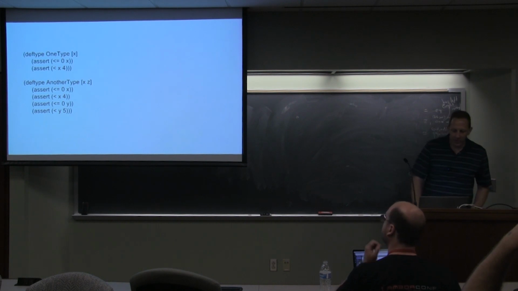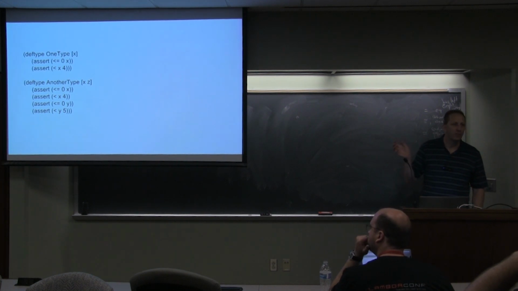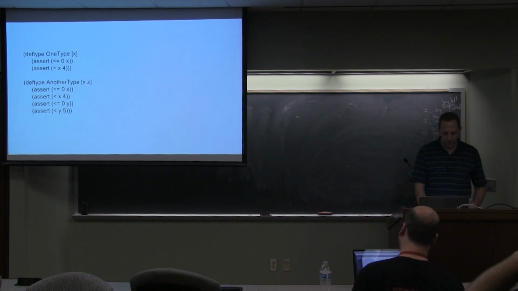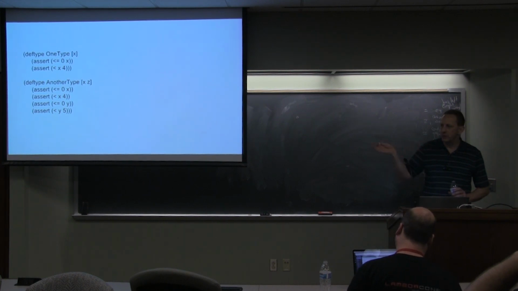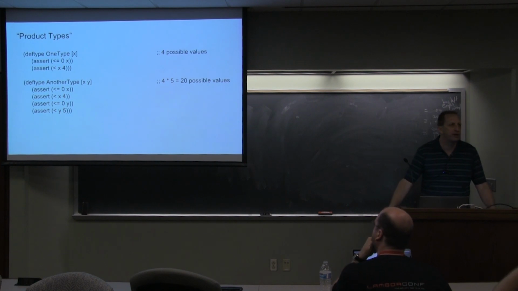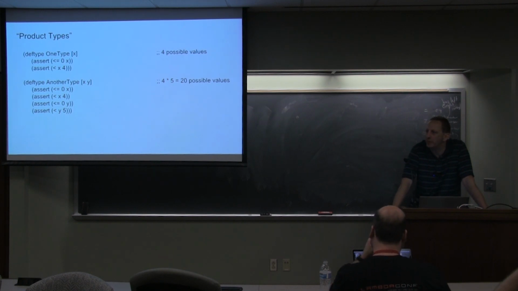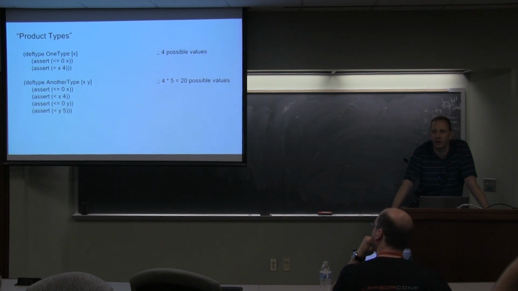Okay. Here, this is how the programmer creates their own custom types. So one type has a single field called x, and it has to always be between 0 and less than 4. Another type has two fields. The first one is 0 to less than 4, and the second one is 0 to less than 5. So one type can only have 4 possible values, with x of 0, 1, 2, 3. Another type can have 20 possible values. So hopefully that is clear enough to see why they're called product types.